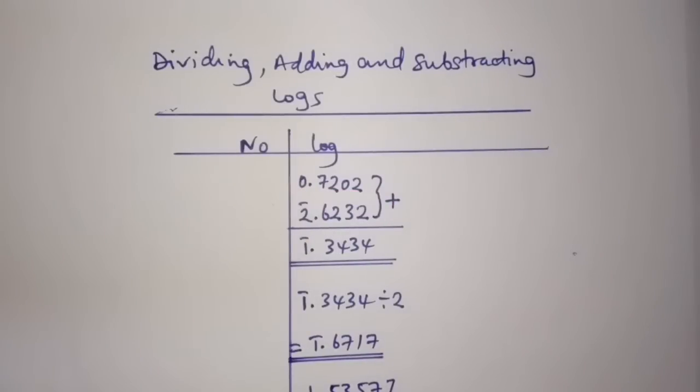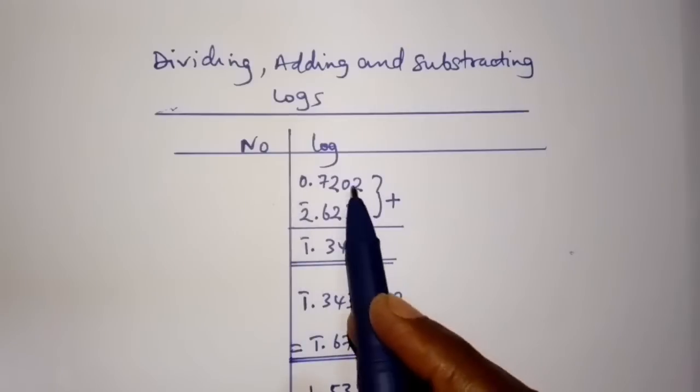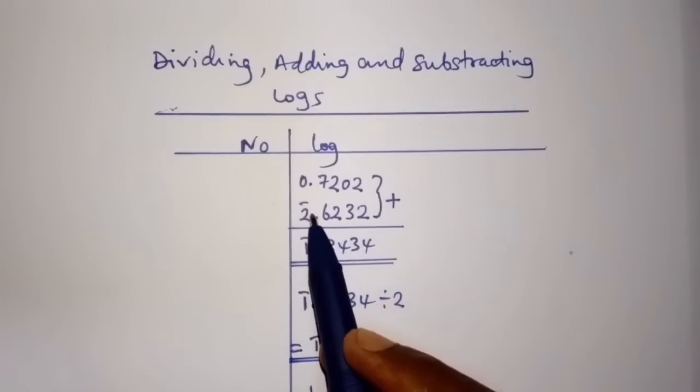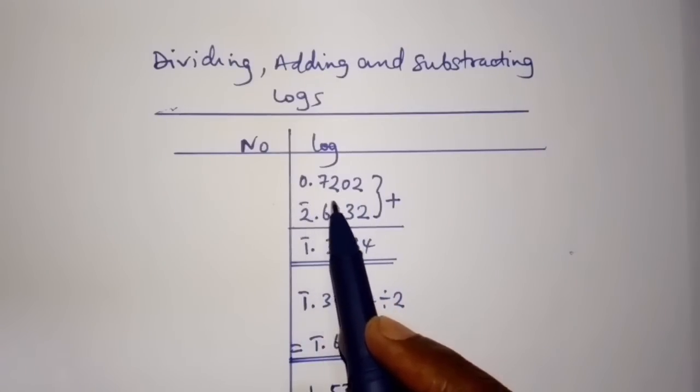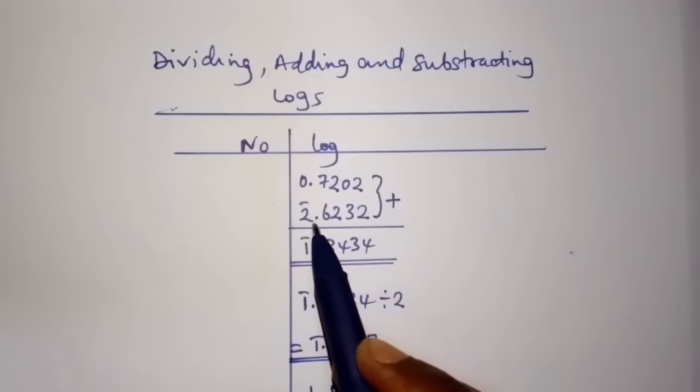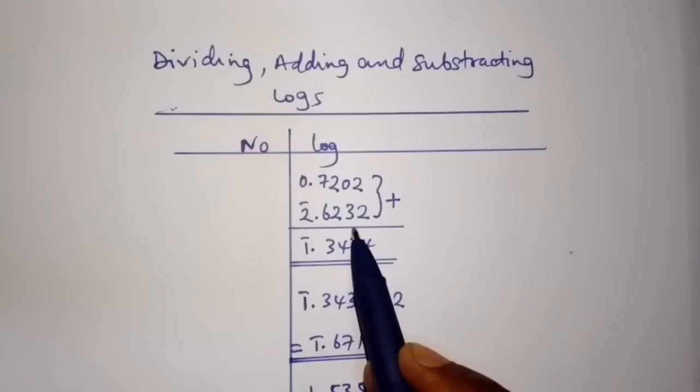Dividing, adding and subtracting logs. Number, log. 0.7202 plus bar 2.6232.